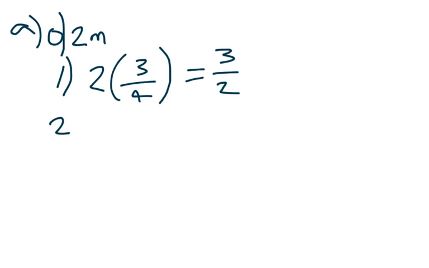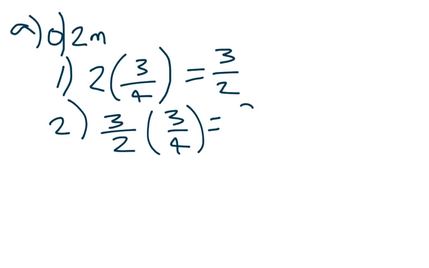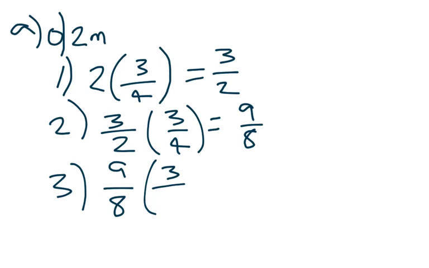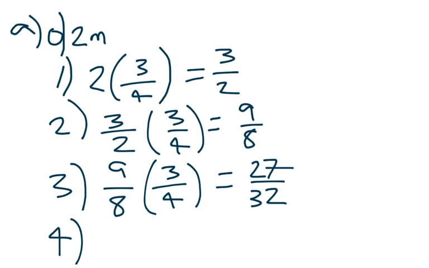For the second one, we do the same. So this time it's 3/4 of the previous bounce, and the previous bounce is 3/2. So we multiply that by 3/4, and that will equal 9/8. The third bounce, we do the exact same, and the previous bounce is the second bounce. So we take the 9/8, we multiply it by 3/4, and we get 27/32. Just keeping these as fractions to avoid having lots of decimal places. And the fourth one, we do the exact same thing.